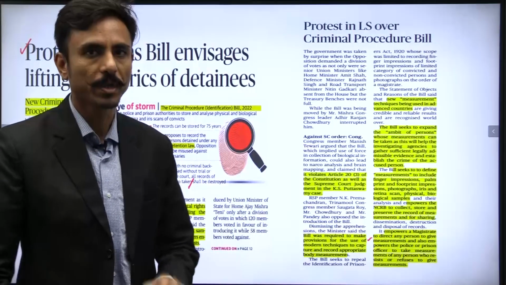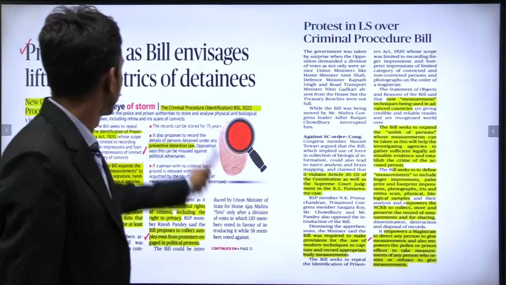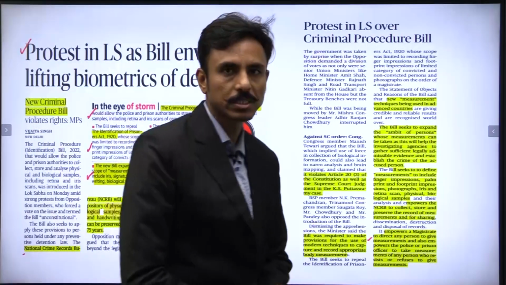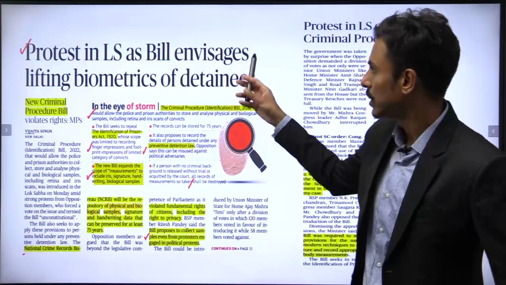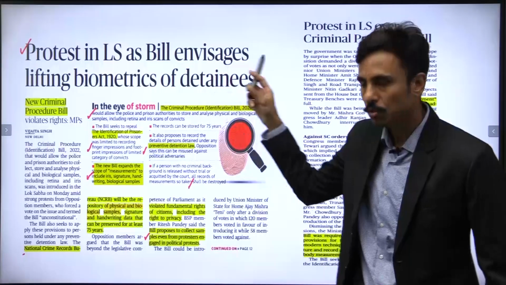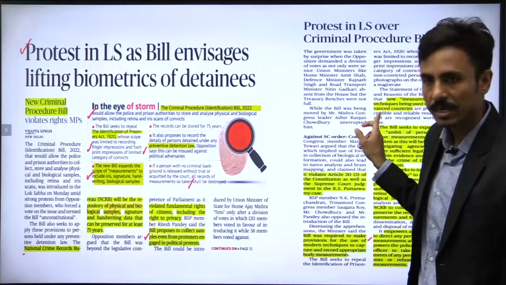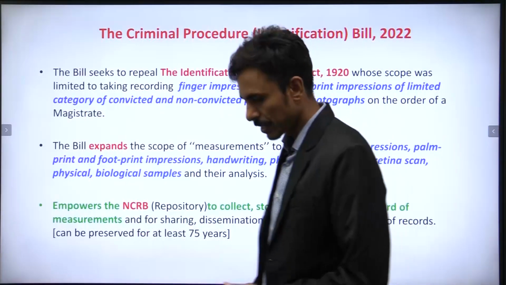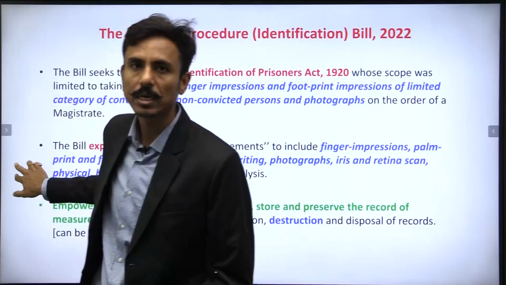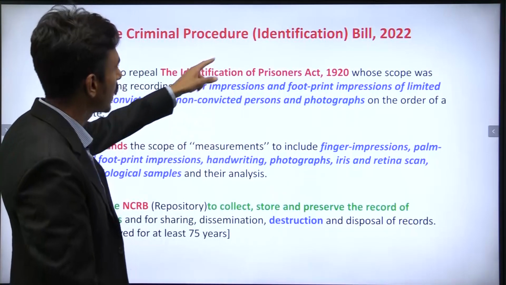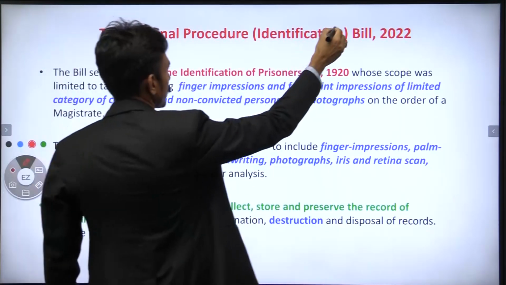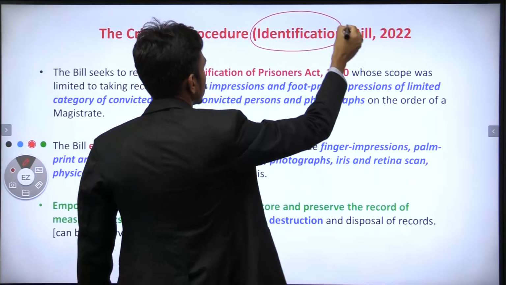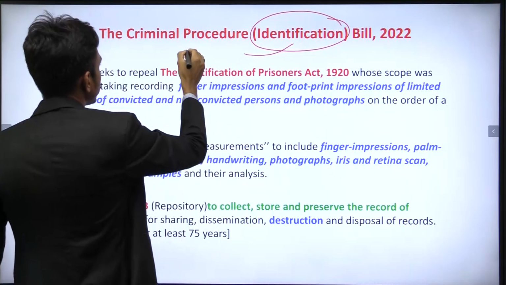Guys, on the very front page of The Hindu today, you had this article about the protests in Lok Sabha with regard to this bill, right? So let us try to understand this bill and the controversies involved. Guys, as the name suggests, Criminal Procedure Identification Bill. In this sense, this bill would be identifying the criminals.